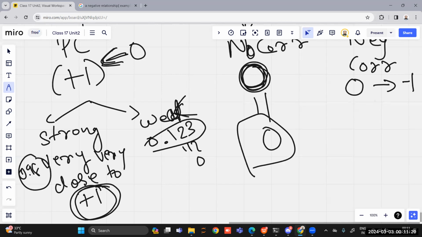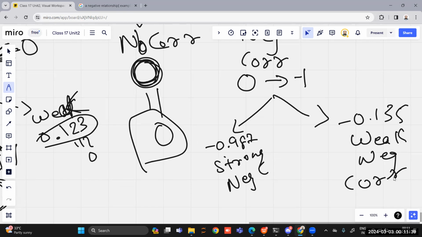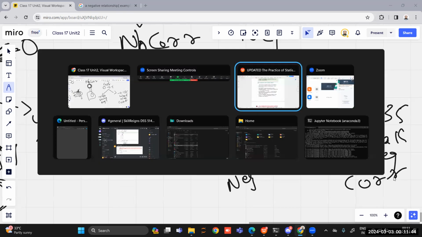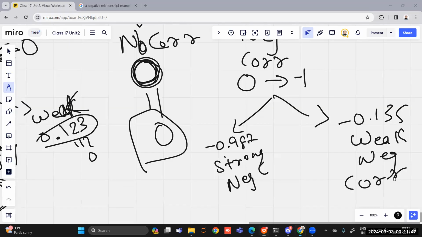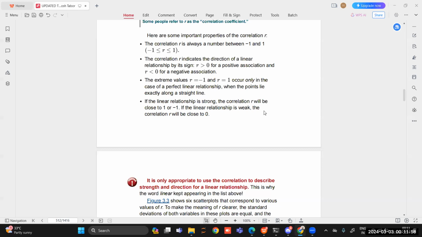And if it is -0.987, it is strong negative correlation, correct? And if it is far away from -1, like -0.135, it is weak negative correlation. Did you get that? Yes. Okay. So this was the scale, and the symbol for correlation is small r. Okay. So this was all the things.